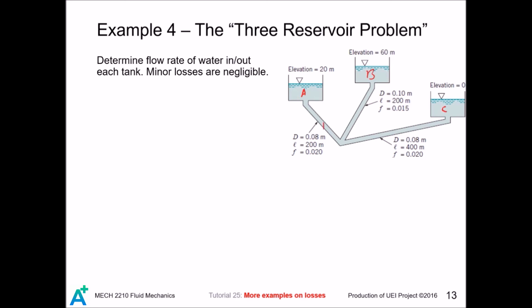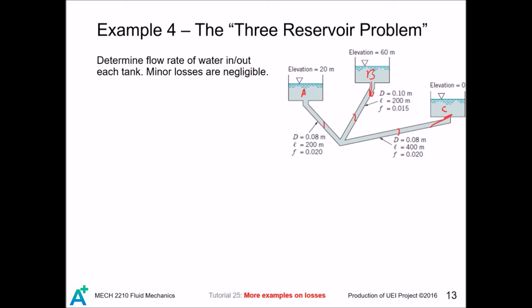Let's label tanks A, B, C and pipes 1, 2, 3. What is so troublesome about the three-reservoir problem is that we don't know the flow direction at tank A. At tank B, of course water is flowing out, since tank B has the highest elevation, and water is flowing into tank C since it has the lowest elevation.